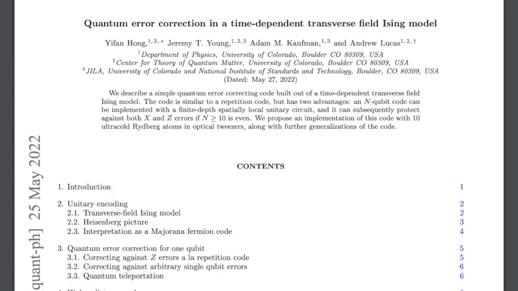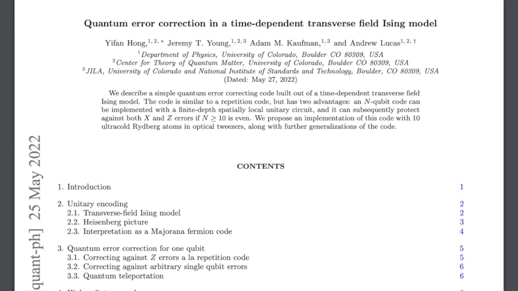Next, quantum error correction in a time-dependent transverse field Ising model. So this looks like they're kind of generalizing the repetition code to be a more useful quantum error correcting code, which is something that has been done a lot. A lot of quantum error correcting codes can be thought of as generalizations of the repetition code, but this seems to go in a new direction, inspired by the transverse field Ising model. It kind of looks interesting.